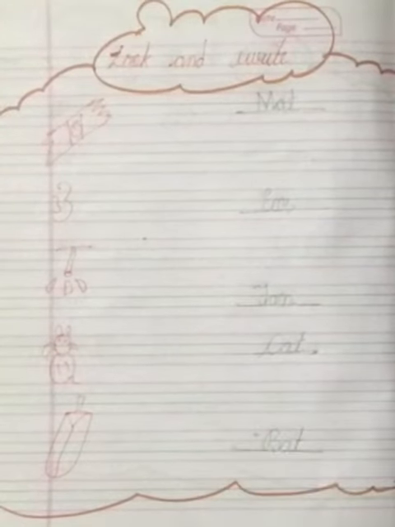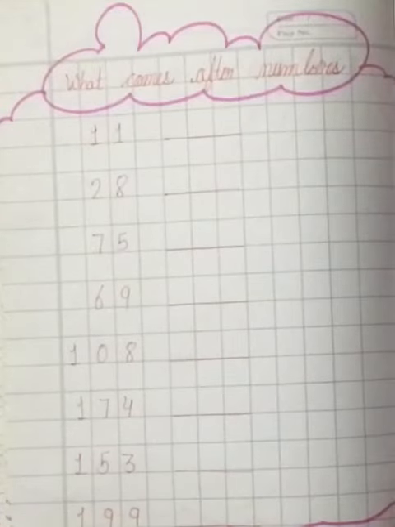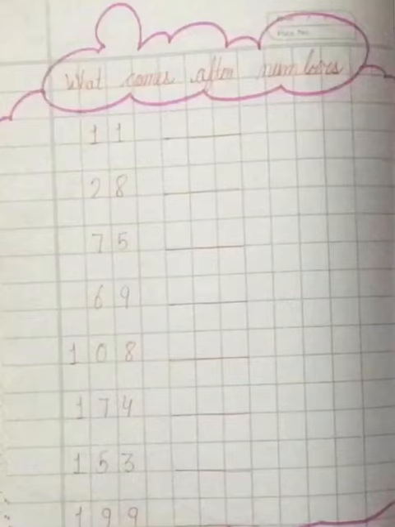Okay students, do the same in your English notebook. Now take out your next notebook. Take out your maths notebook, and the topic is what comes after number. So write down what comes after number.